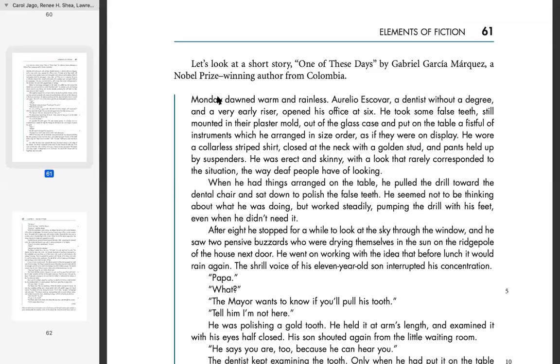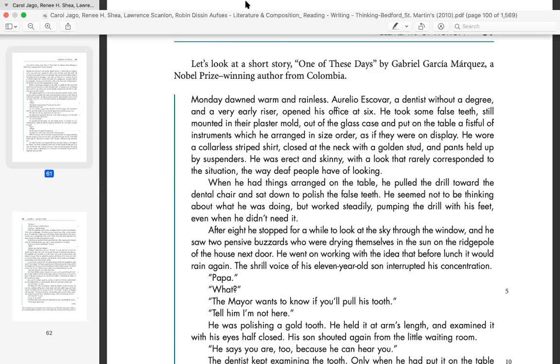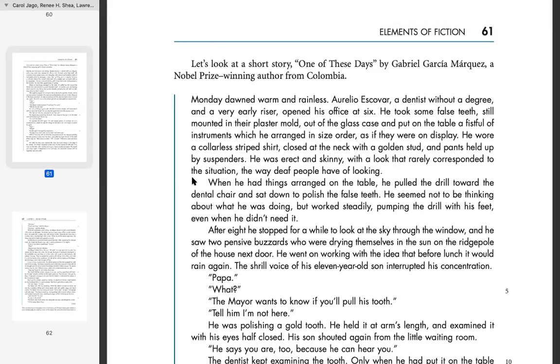Monday dawned warm and rainless. Aurelio Escobar, a dentist without a degree and a very early riser, opened his office at 6. He took some false teeth, still mounted in their plaster mold, out of the glass case and put on the table a fistful of instruments, which he arranged in size order. As if they were on display, he wore a collarless stripped shirt, closed at the neck with a golden stud and plants held up by suspenders. He was erect and skinny, with a look that rarely corresponded to the situation, the way deaf people have of looking. Okay. When he had Yeah, if you could pause for a minute.